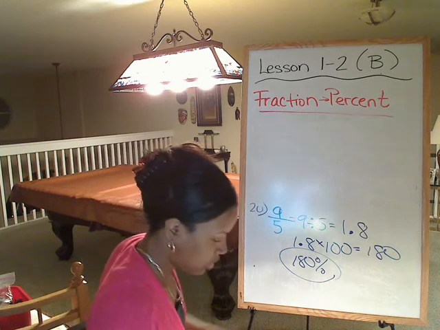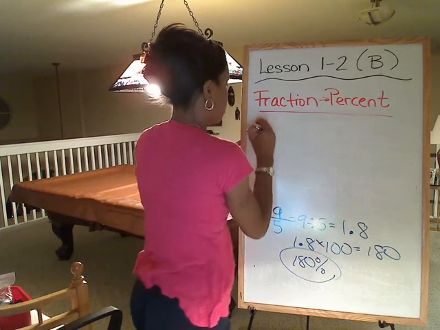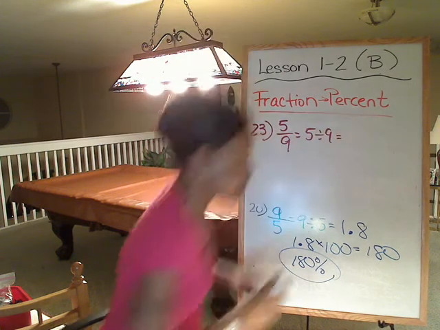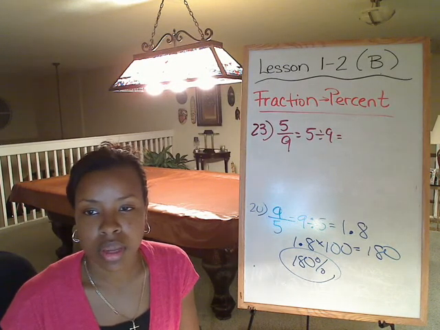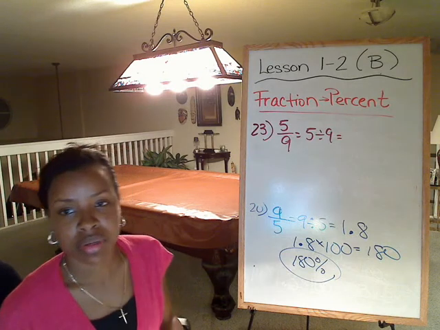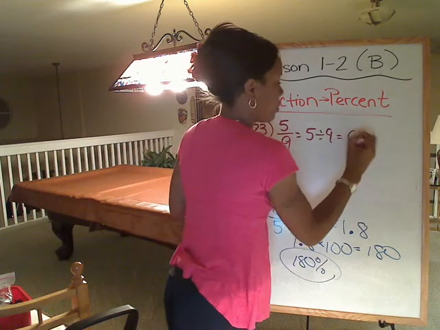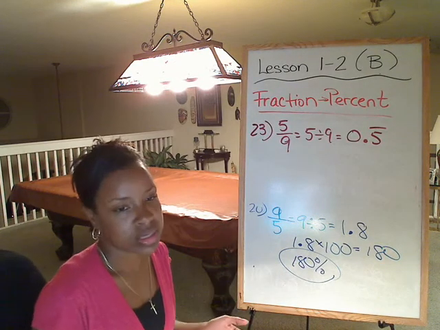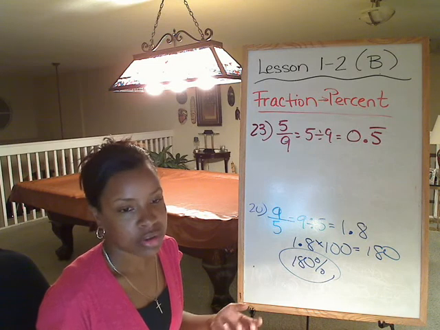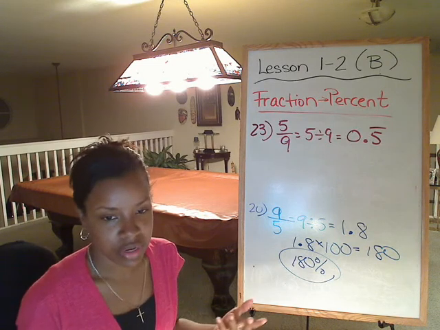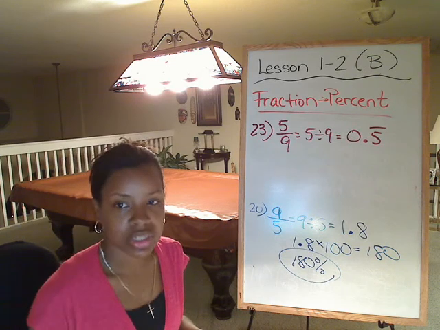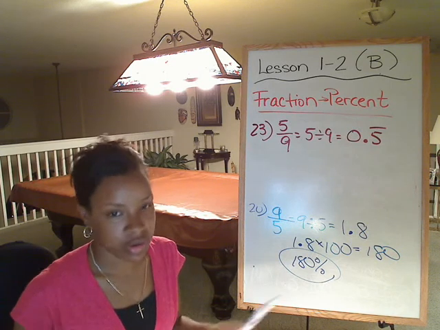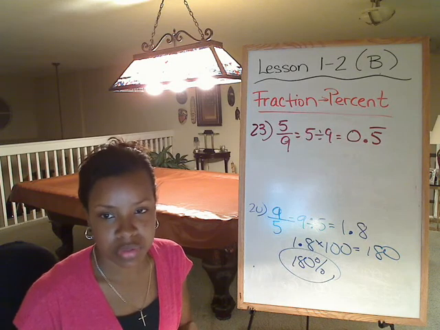Okay, number 23 says 5 over 9. I'm going to divide first. 5 divided by 9 equals, I bet I'm going to get a repeating decimal. Yep. You get 0.5 repeating. Because you really cannot give an accurate decimal, since that 5 repeats forever and ever, leave that in your calculator and just multiply by 100. Leave it in your calculator and just press times 100.